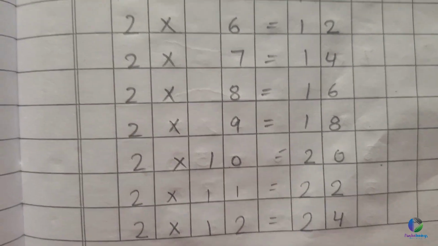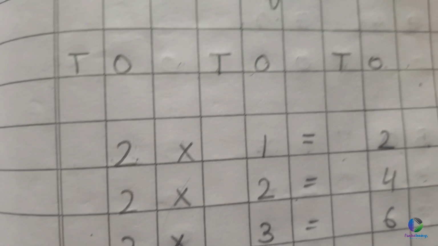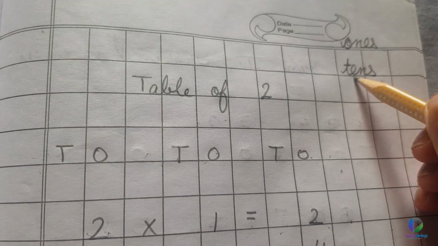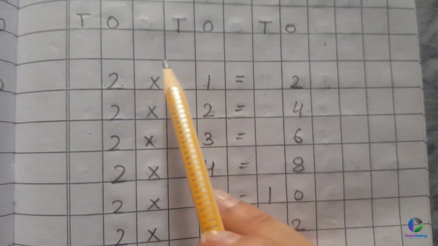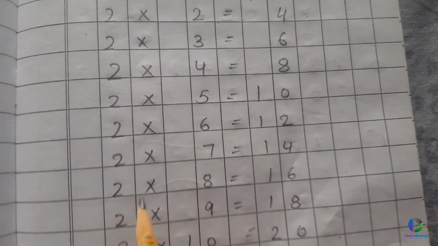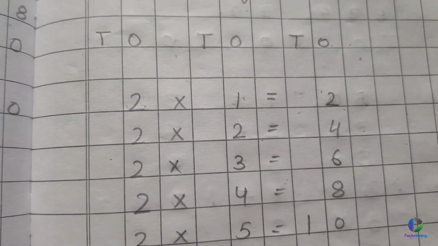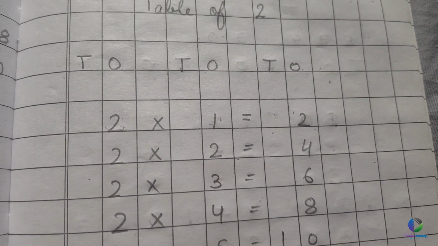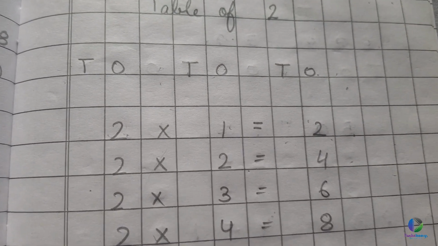In the place value, earlier we have done the ones and tens. This is what I will be writing over here. Ones and tens. We have to speak this. Ones, tens. 2 ones are 2. 2 tens are 20. I hope the skip counting, how to skip, and the table and the pronunciation is clear to you.